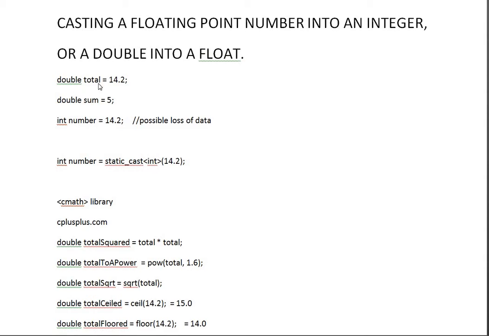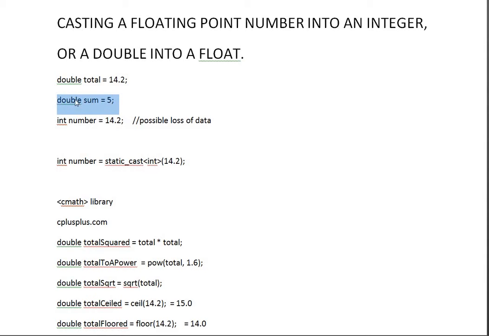If I write double total equals 14.2, well, that's perfect, isn't it? Because the compiler sees 14.2 as a double. I'm assigning it into a double variable. Everything works perfectly.